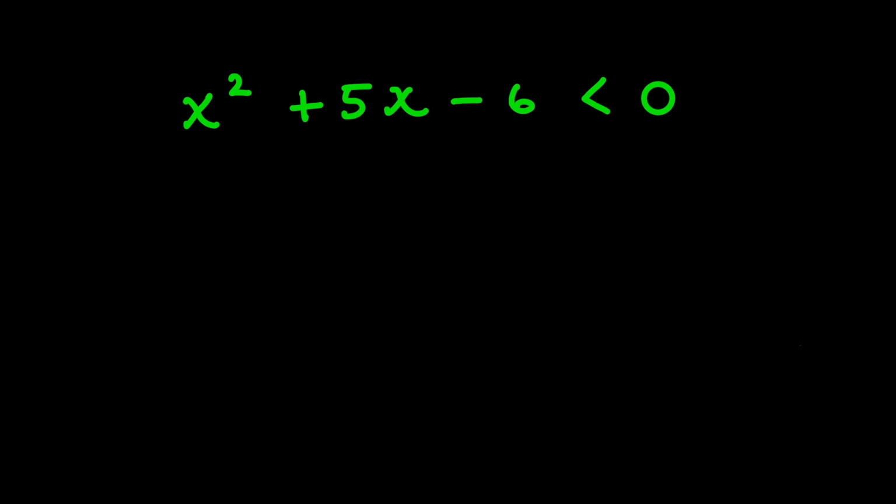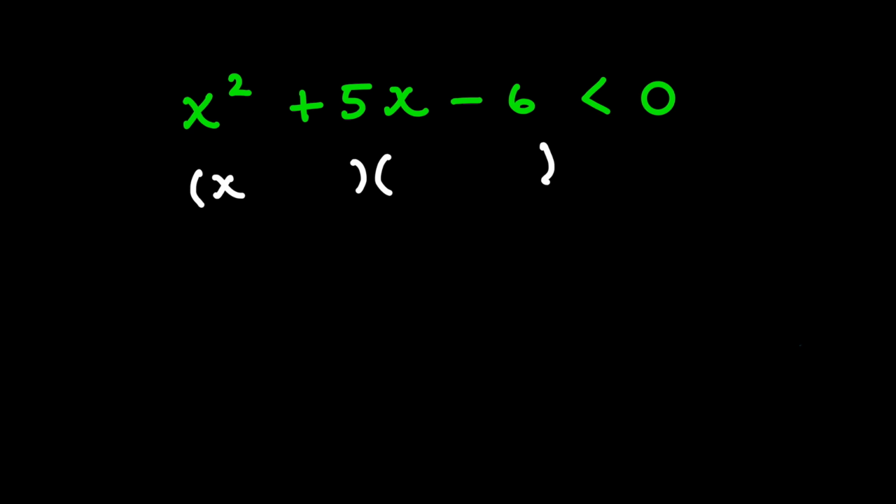Today we're going to be solving a quadratic inequality over here. So it's x squared plus 5x minus 6 is less than 0. First and foremost, we are going to factorize here.